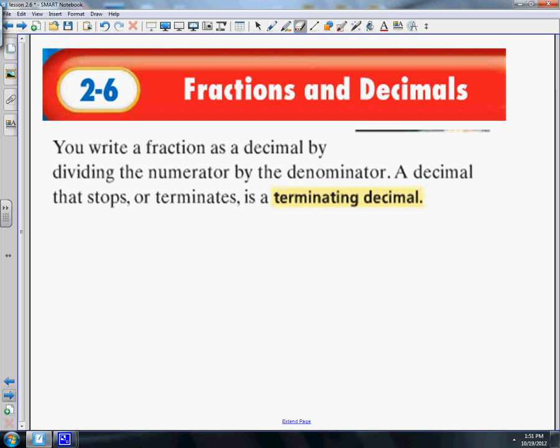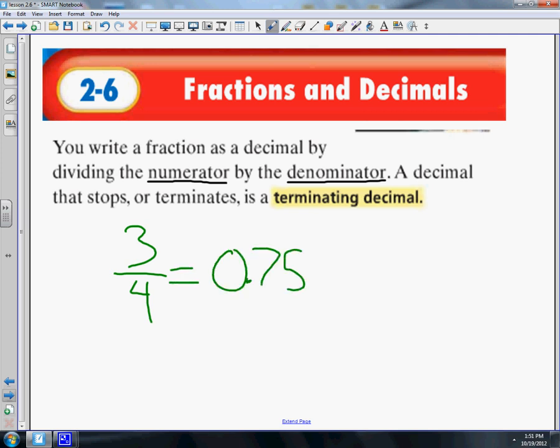To convert a fraction to a decimal, you take the numerator and divide it by the denominator. Once you do that, there are two types of answers you can get. One is called a terminating decimal, which means the decimal stops. Quick example: 3/4 is equal to 0.75. As you can see, 0.75 stops, it terminates. So 0.75 is a terminating decimal.